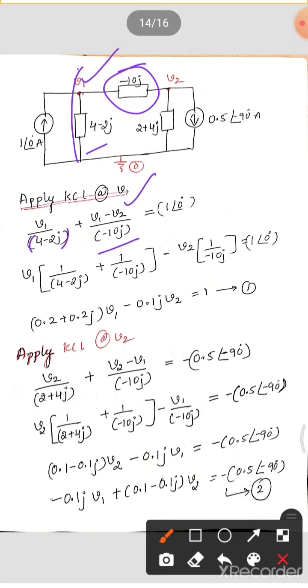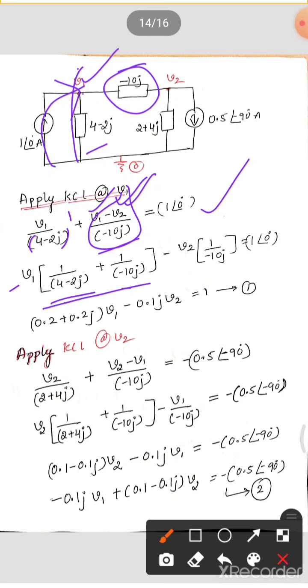Equal to, remember, is the current source entering or leaving? It is entering, so we take plus 1 at an angle 0. Let's simplify. Take v1 outside: there is 1 divided by 4 minus 2j, plus 1 divided by minus 10j. Then one more term, minus v2 times 1 divided by minus 10j, equal to 1 at an angle 0.